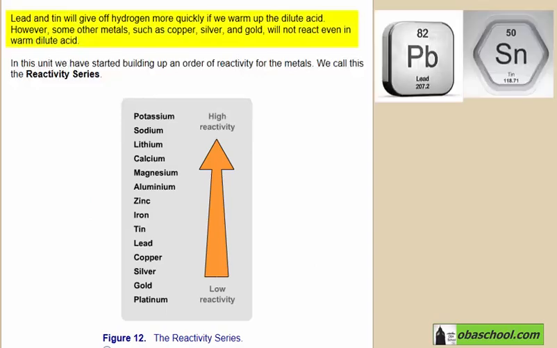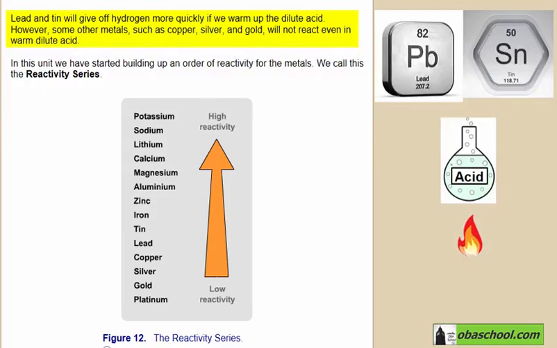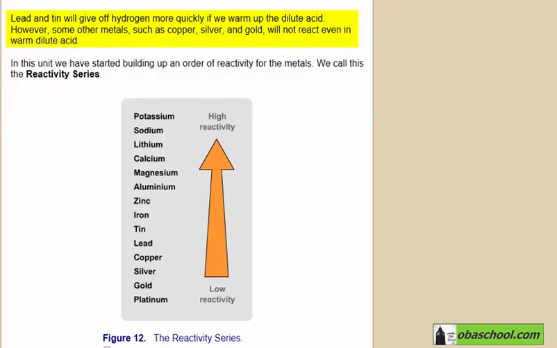Lead and tin will give off hydrogen gas more quickly if we warm up the dilute acid. However, some other metals such as copper, silver, and gold will not react even in warm dilute acid.